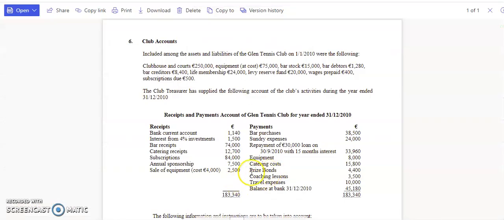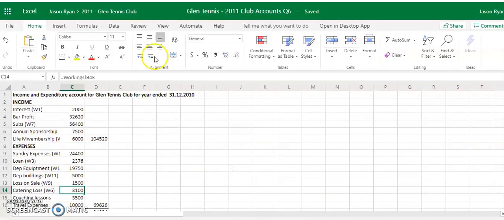Then we have prize bonds. So prize bonds are a current asset. The reason why they're a current asset is these are bonds that we've bought, but we have them for the rest of our lives. So we'll have them until we actually sell them. So for that very reason, they're going to be an asset because it's stuff that we have, it's money that we have. So we skip that, we make sure to put that into our current assets later on. You've got your coaching lessons of 3,500 and your travel expenses then of 10,000. They're going to go in as they are. So coaching lessons and travel expenses.